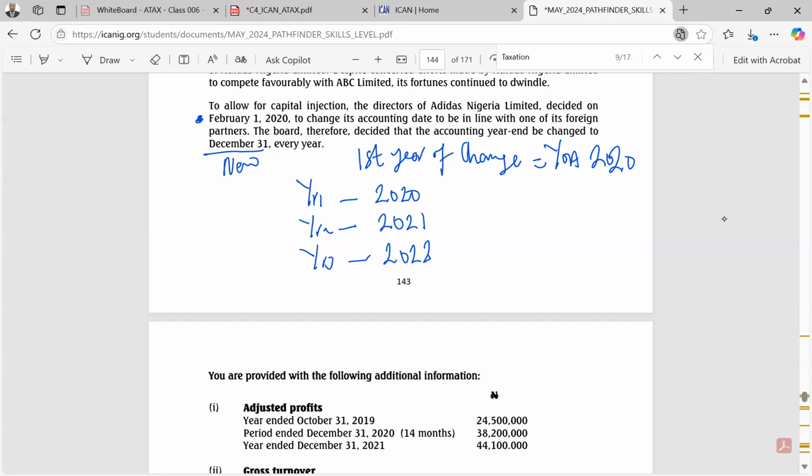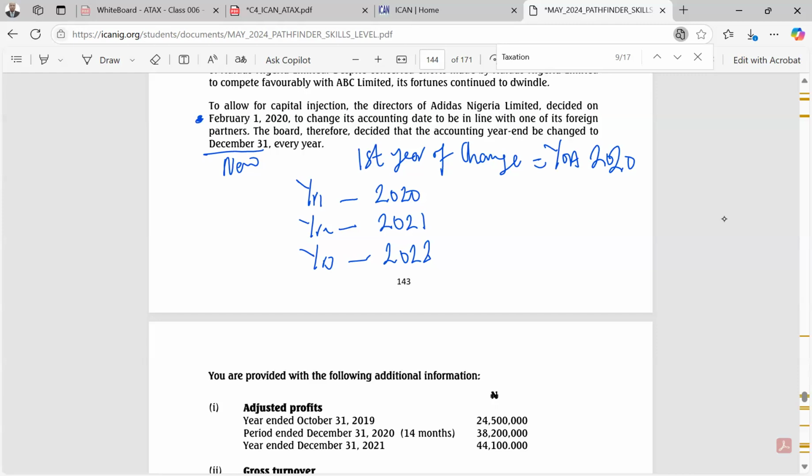So now we are saying here that this February is not an account year end. It is the date the decision was taken that from this year, we are changing our accounting date. That's why I put it that from this year, we are changing our accounting date.